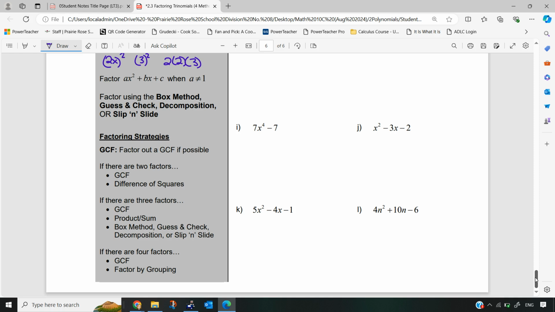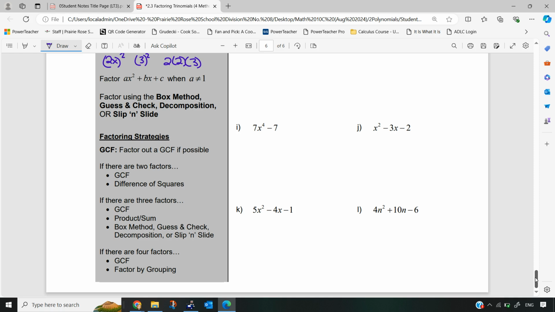And then some last tips about factoring. First of all, whenever we are factoring, our first step should always be to look for a GCF. Remember that if you're using the box method or slip and slide and you forget to pull out the GCF, you will have the incorrect factors. If you're factoring a polynomial that is factorable and there are two factors, you have two options. Either it's a GCF, or it's a difference of squares, or it could be both. If there are three factors, always look for a GCF first. If your a value is 1, then it's just a product sum.